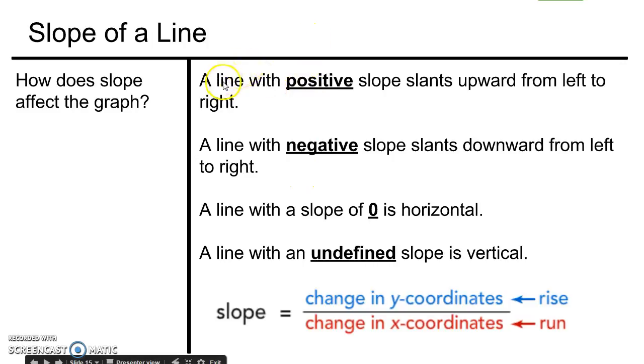So when we have a line going up from left to right, that is a positive slope. When you have a line that goes down from left to right, that is a negative slope. When you have a horizontal line, that is a slope of 0. And then when you have a vertical line, we say that's an undefined slope. So let me show you. I'm going to draw a little picture, and I want you to draw this with each sentence. So up from left to right looks like this.